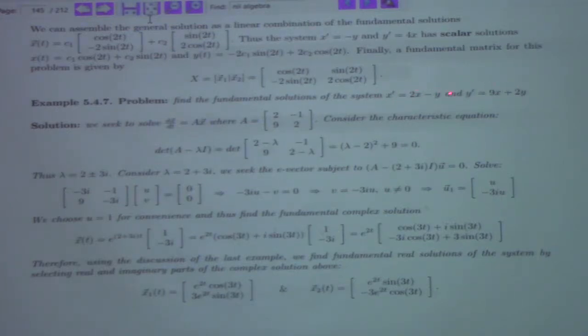So this one, we get 2 plus or minus 3i for the complex solutions, which ends up giving us e to the 2t cosine 3t and sine 3t type terms, right? And again, we find the complex eigenvector, we pick off its real and imaginary parts to get the A and the B, and that gives me these two fundamental solutions. All right, I'm kind of bored of this. Let's go on.